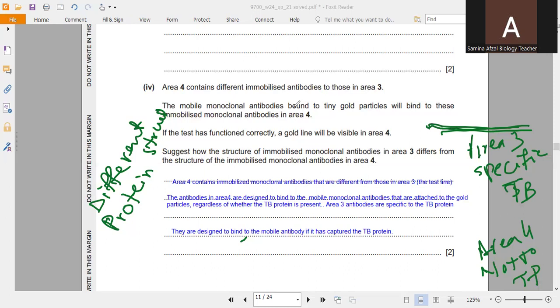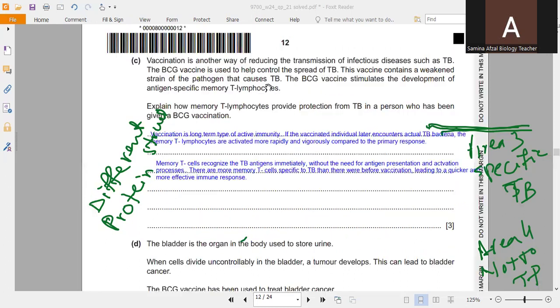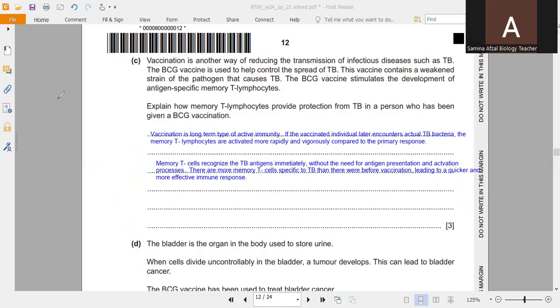Now we are moving towards the next question. Vaccination is another way of reducing the transmission of infectious diseases such as TB. The BCG vaccine is used to help control the spread of TB. This vaccine contains a weakened strain of the pathogen that causes TB. The BCG vaccine stimulates the development of antigen-specific memory T lymphocytes. Explain how memory T lymphocytes provide protection from TB in a person who has been given a BCG vaccination.